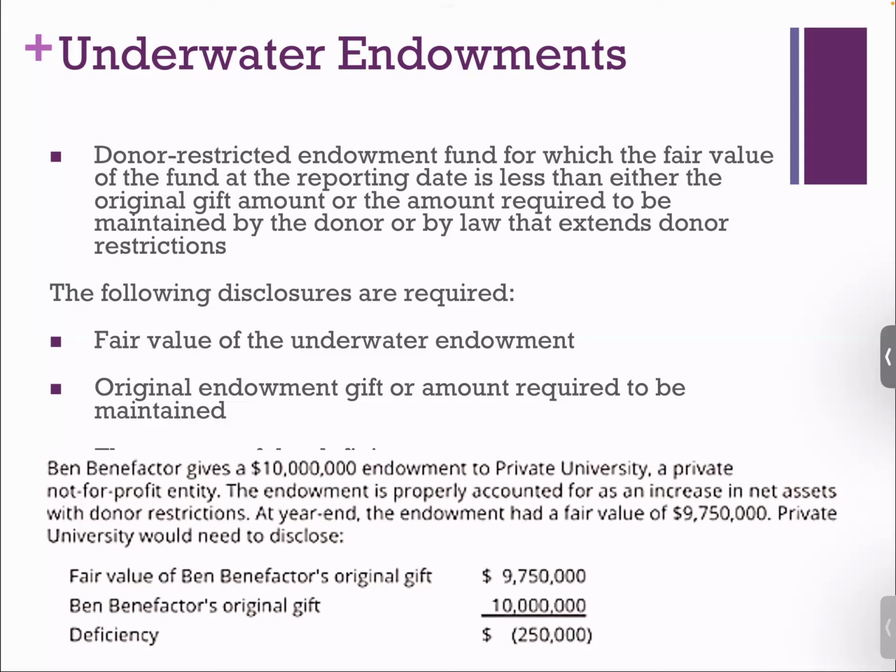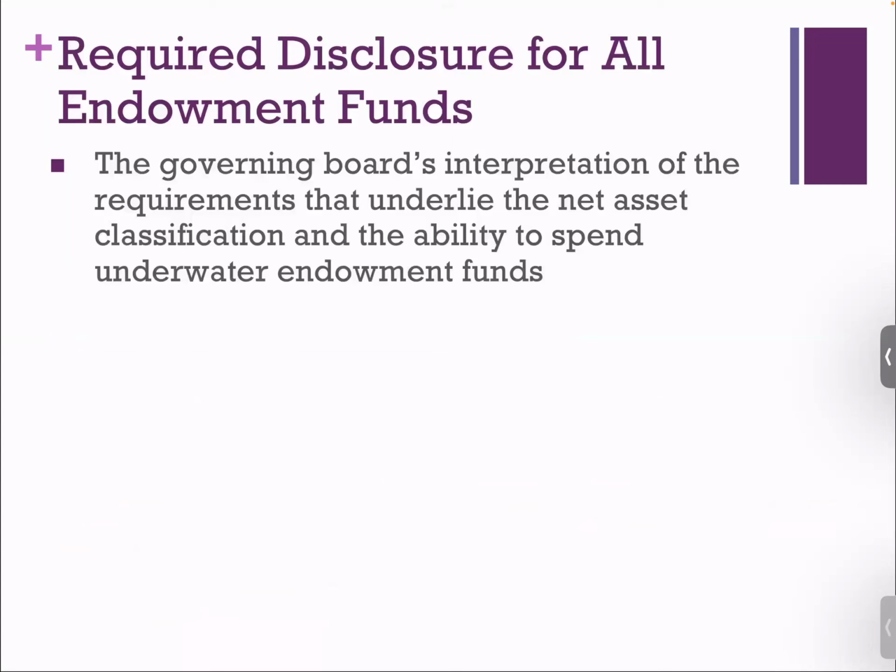It's some type of investment, right? So let's say they gave us $10 million in equities and other types of investments. And then at the end of the year, the fair value is $9,750,000. And so we would just report how much we received initially, what the current fair value is, and then how much the deficiency is. Okay. Not a huge thing with that.